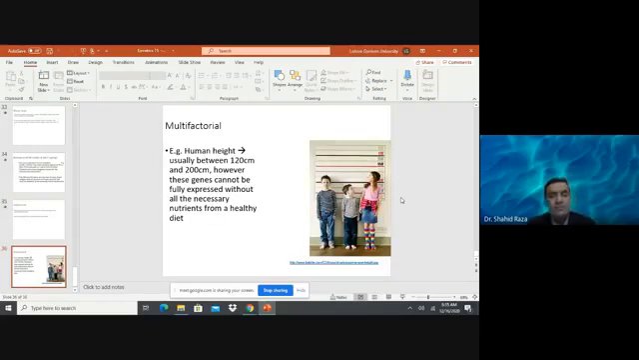So, a very good example regarding the multifactorial is human height. Usually, there is a height between 120 centimeters and 200 centimeters. However, these genes cannot be fully expressed without all the necessary nutrients from a healthy diet. So, it means in multifactorial traits, regarding human height, diet is equally very important.